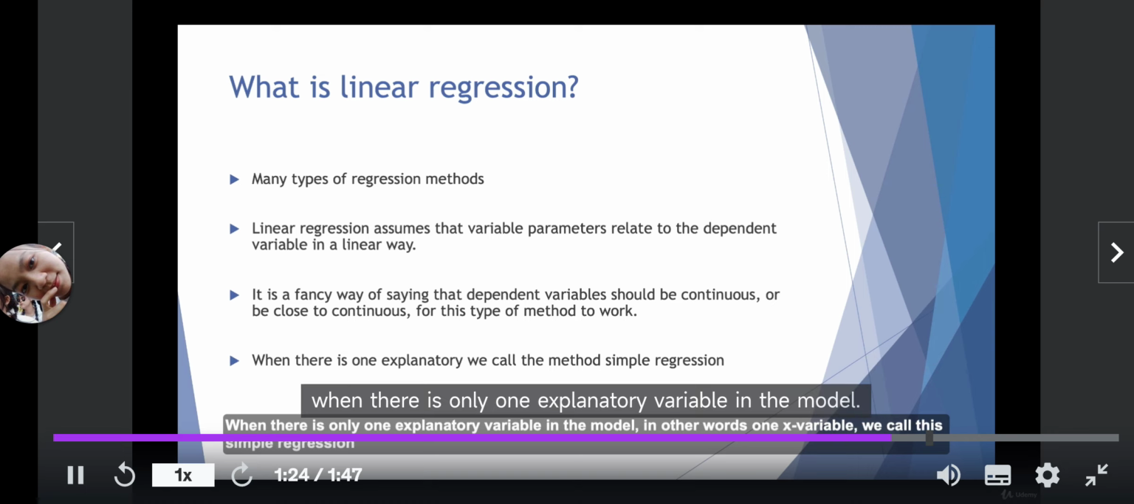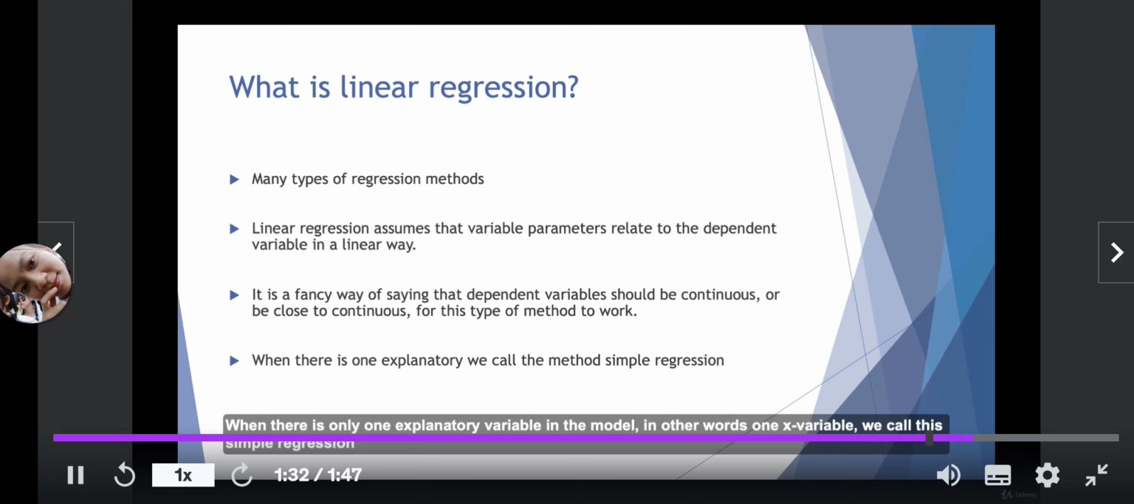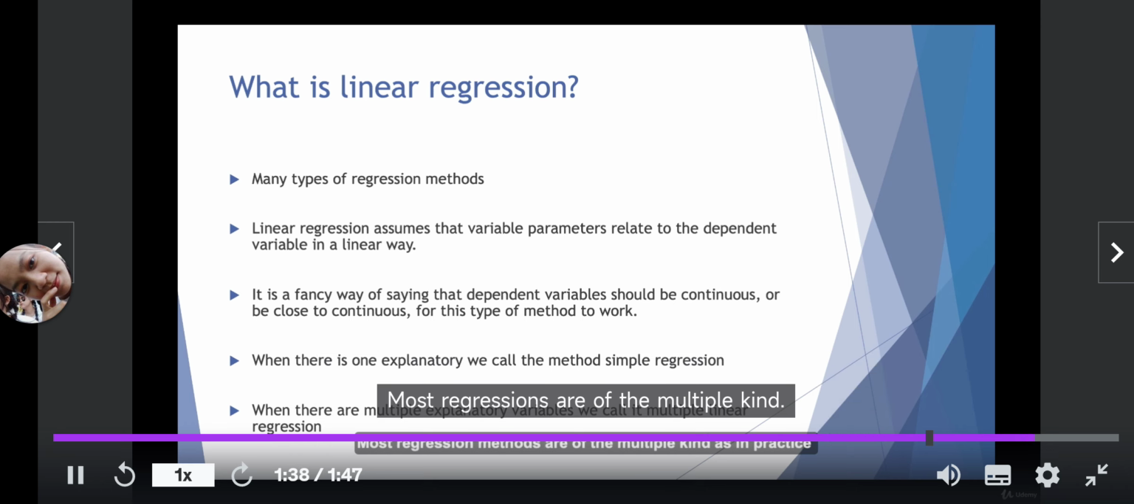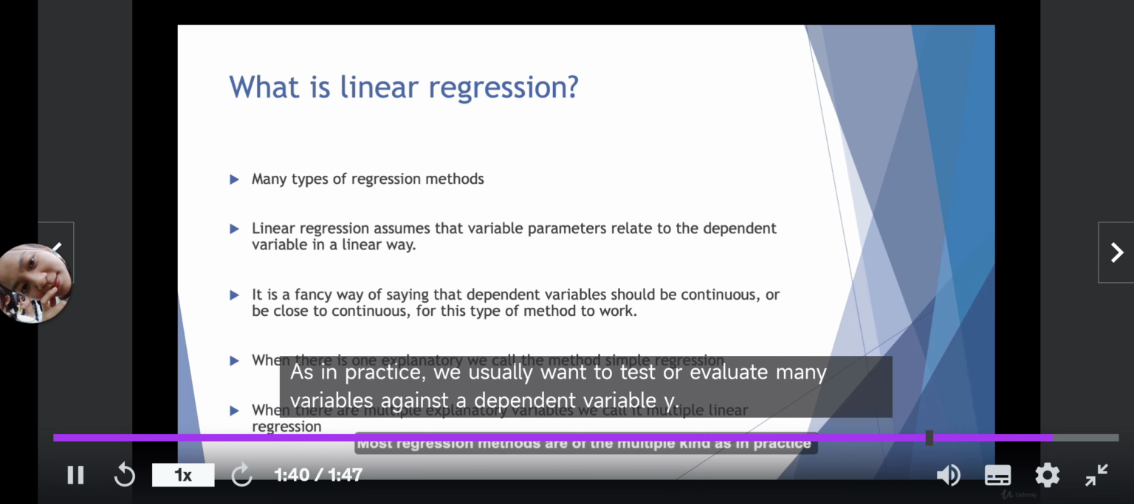When there's only one explanatory variable in the model, in other words, there is only one x variable, we call this simple regression. When there are multiple explanatory variables, we call this multiple regression. Most regressions are of the multiple kind, as in practice, we usually want to test or evaluate many variables against a dependent variable y.